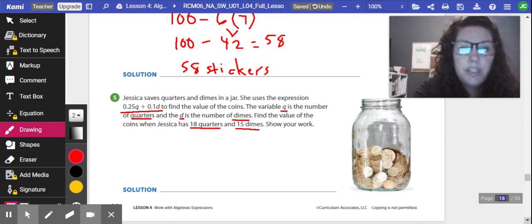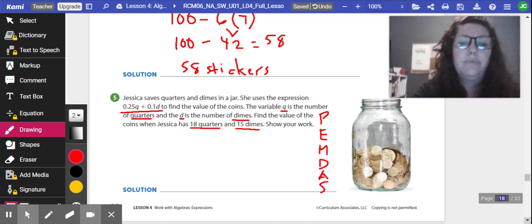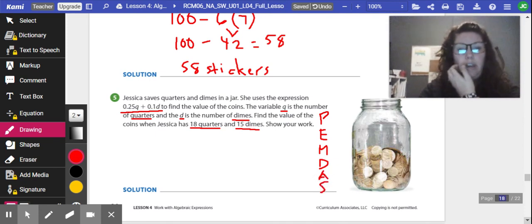So what you're going to do is you're going to take this expression and you're going to plug in 18 for quarters and 15 for dimes and solve it. Make sure that you are doing your PEMDAS. So do what's in parentheses first, multiply, and then add, and there's no subtract here. Okay? And then write your solution.